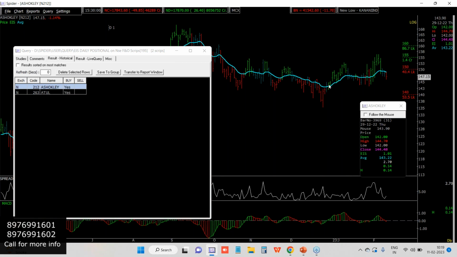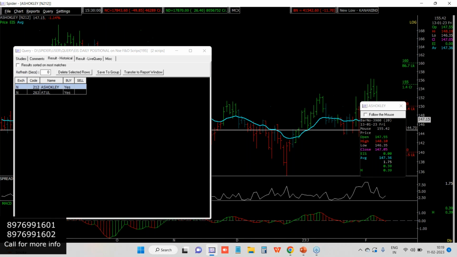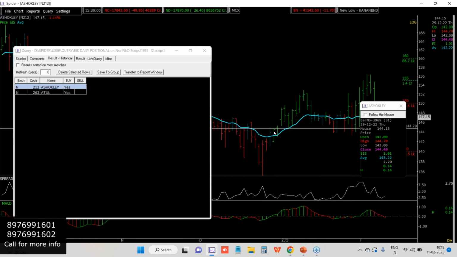Great. See, this was the point where we got Ashok Leyland as a buying option, with the stop loss of this particular candle's low only. This was our entry point, and as I have already told you, the minimum target will be 2.7. After that, we'll start trailing our stop losses.